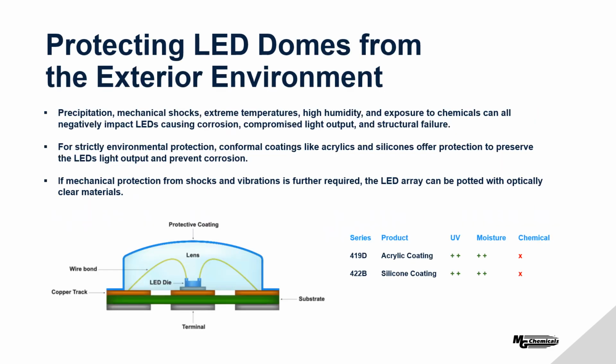Well, when it comes to protecting the LED dome from the exterior environment, we have a couple options, but we'll start with conformal coatings. And these are thin films that are placed over the lens to protect them from common elemental exposure like rain, corrosion, pollution. And this just ensures that the light output stays consistent throughout the lifespan of the LED. So here we have two main options that most of our customers are using. The 419D, which is a one-part acrylic conformal coating, and the 422B, which is a one-part silicone conformal coating.